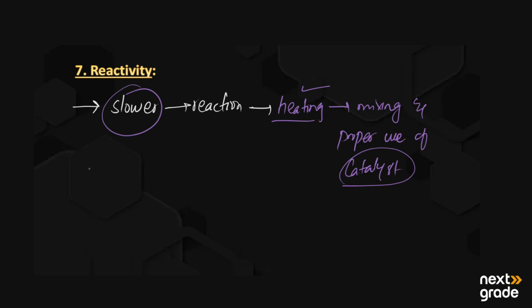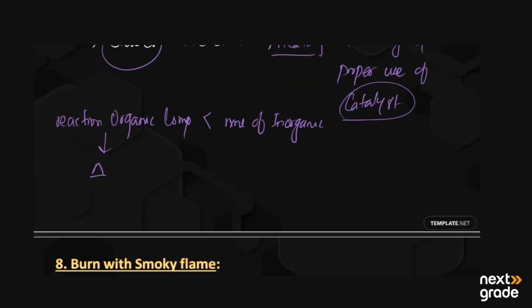The reactions of organic compounds are slower than the reactions of inorganic compounds. And what is the reason? Because these reactions need the heat for the mixing and the proper use of the catalysts. So this is the reason behind that the reactions are slower.